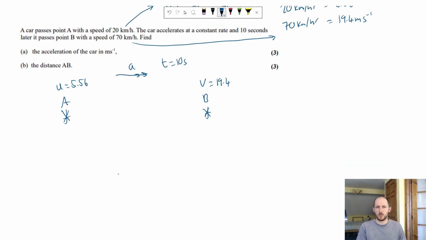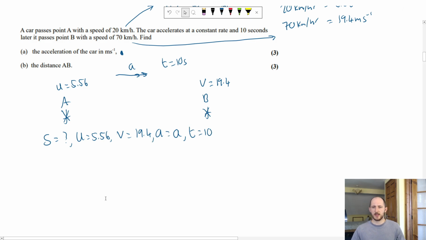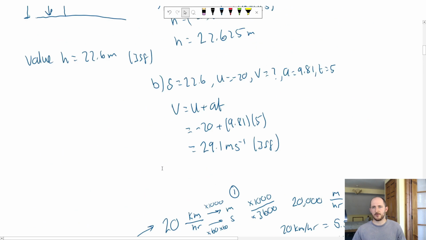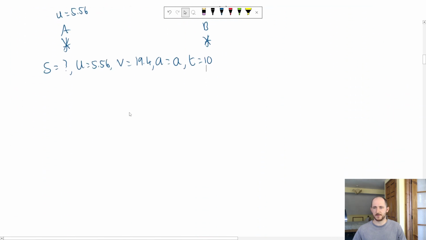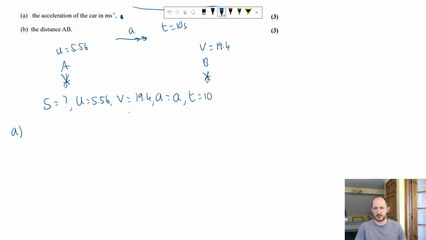Well, that's a good question. Let's write out the SUVAT formula. We have S is equal to, don't know and I don't actually care. U is equal to 5.56. V is equal to 19.4. A is equal to, again, don't know, but the first question here is what I want, so I'm going to leave it as the letter, and T is equal to 10. So U, V, A, and T. Let's go back to the beginning. The first equation, that's what we're going to use. V equals U plus AT. For part A, let's use V equals U plus AT.